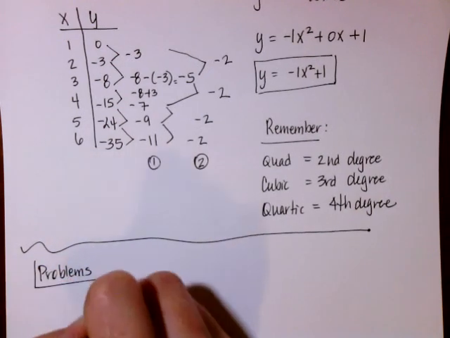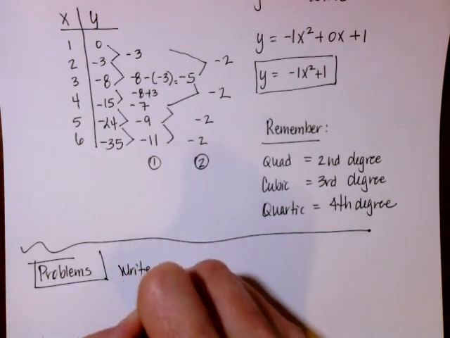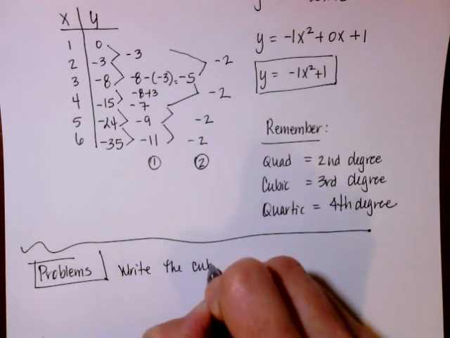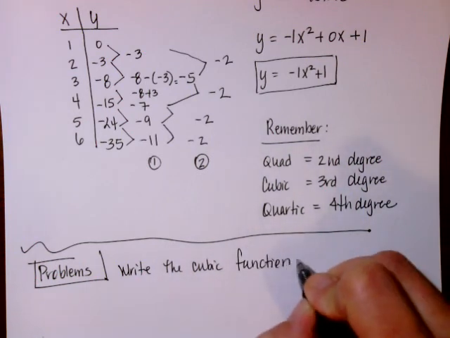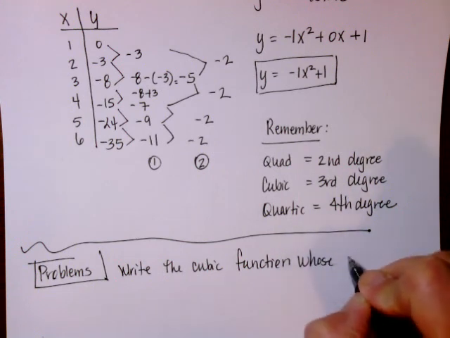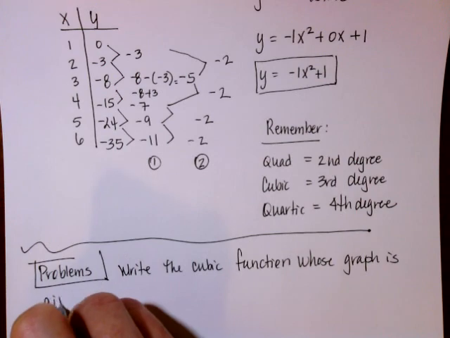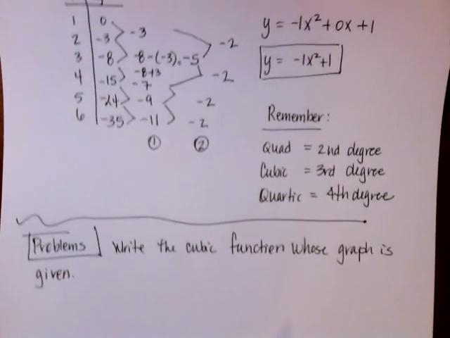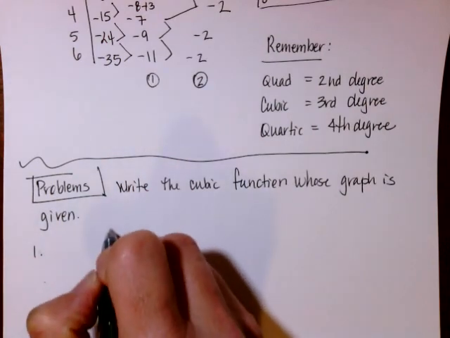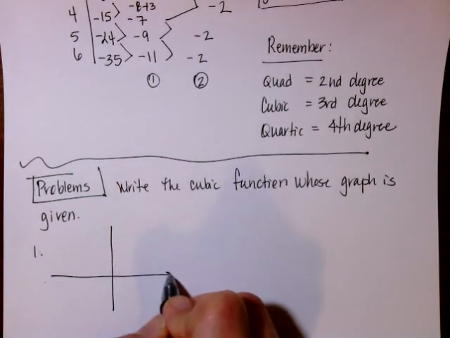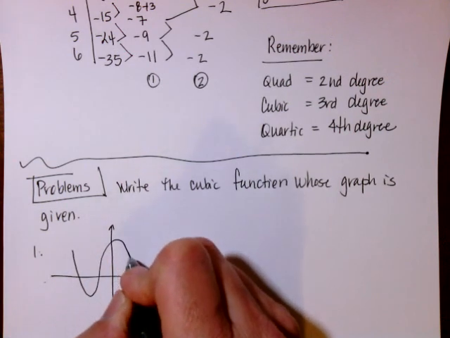All right, here are your problems. The first set says write the cubic function whose graph is given. Remember when you do these that you will need to find A using one of the additional points. Okay, so your first graph, here's the graph, and it's going to look kind of like this.